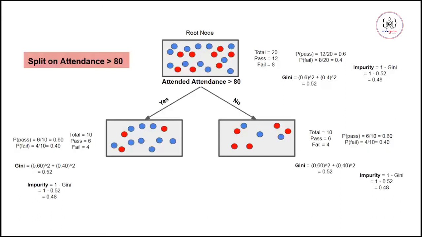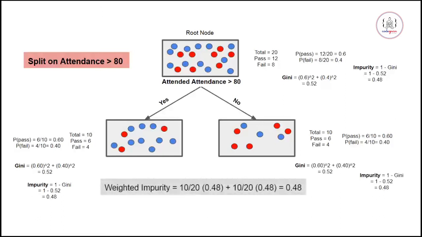Now again you take the weighted Gini impurity for this split on attendance greater than 80. Here your weighted impurity comes out to be 0.48. At the root node we had an impurity of 0.48, and after the split we are also getting an impurity of 0.48. So there is no decrease in impurity when we split on attendance greater than 80, right?